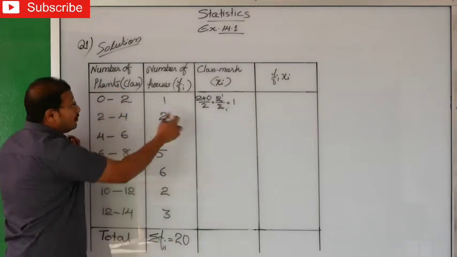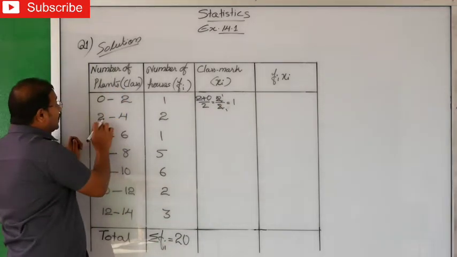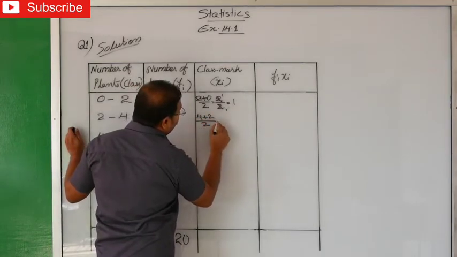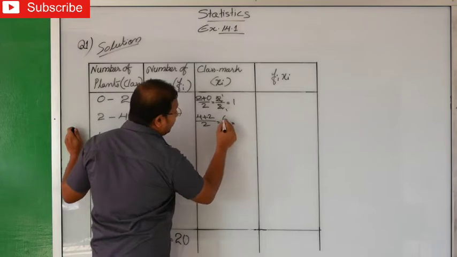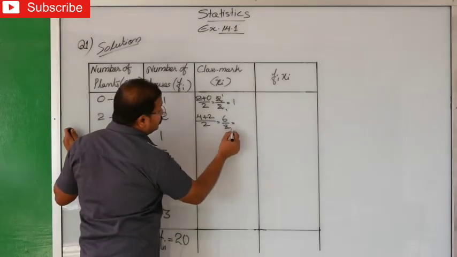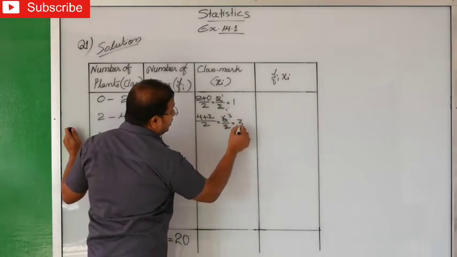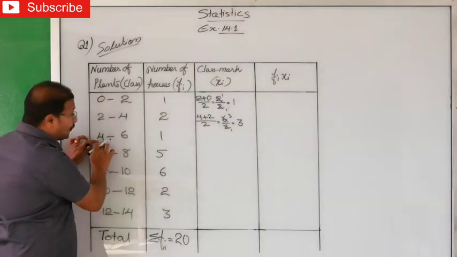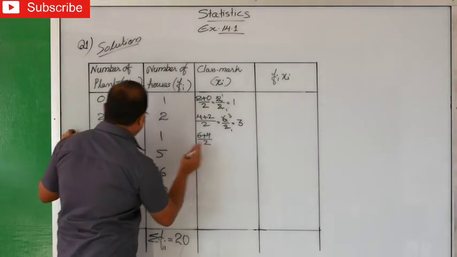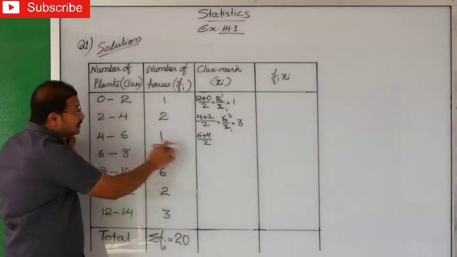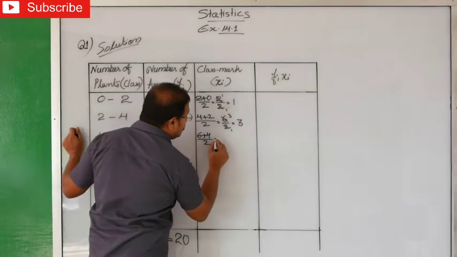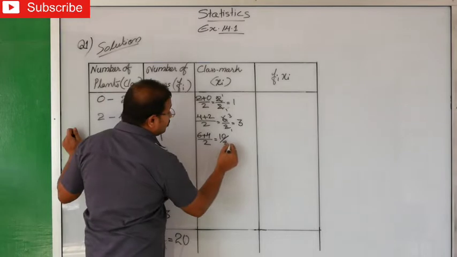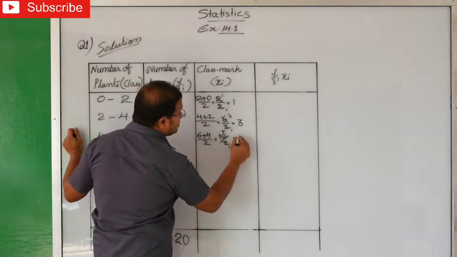Ready? Second one. What will you do? 4 plus 2, 4 plus 2 by 2 equals 6 by 2. Now we'll cancel by 2. 2 ones are 2, 2 threes are 6. So the answer is 3. I hope you understood. Next one. 6 plus 4, by 2. Upper limit plus lower limit divided by 2. That means 6 plus 4, 10 by 2. Now we'll cancel by 2. 2 ones are 2, 2 fives are 10. So the answer is 5.